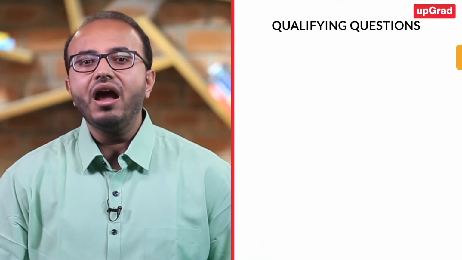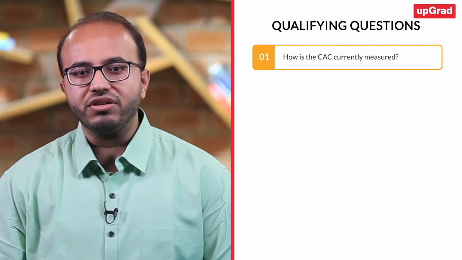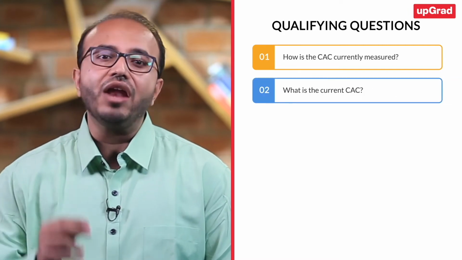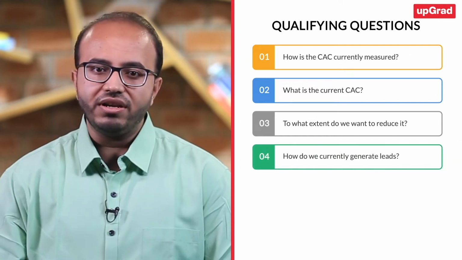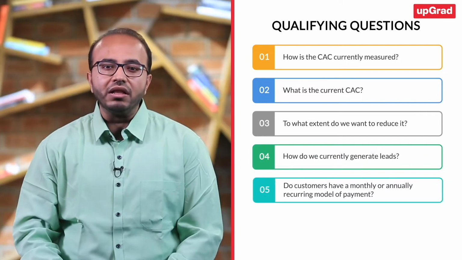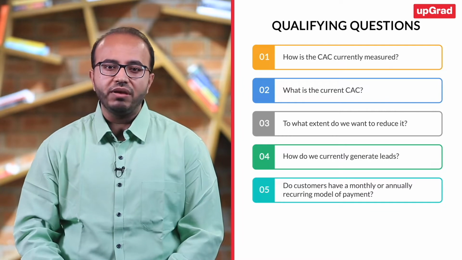Before we get into the details, let's understand a bit more about CAC by asking the following questions. How is CAC currently measured? What is the current CAC and to what extent do we want to reduce it? How do we currently generate leads? Do the customers have a monthly or annual recurring model of payment?